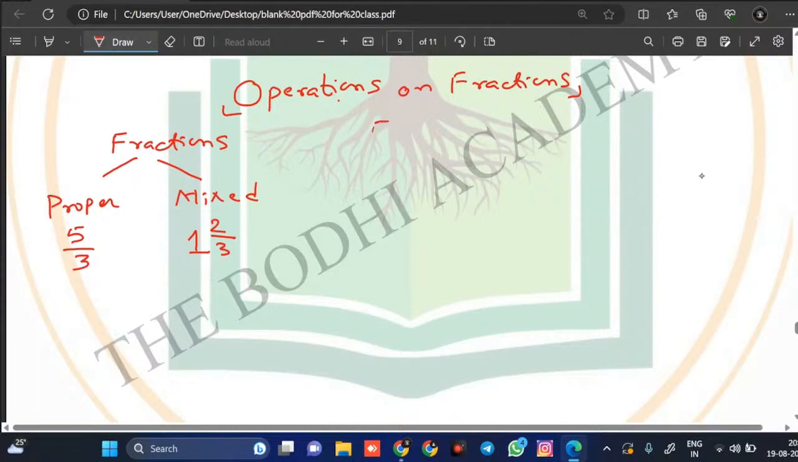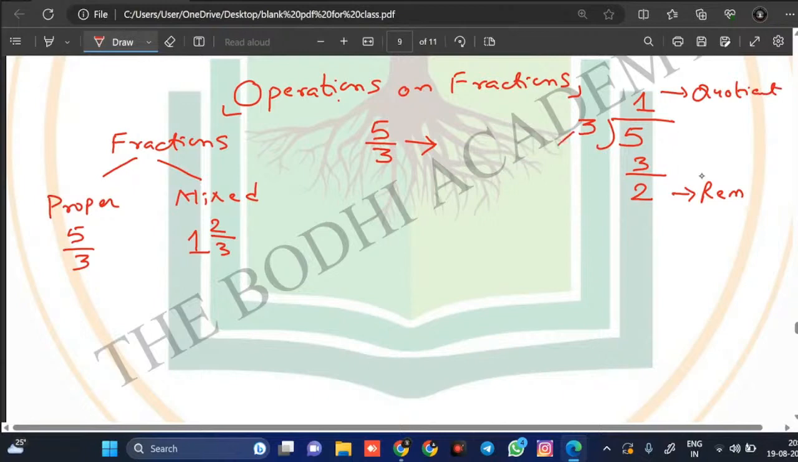So for the proper fraction 5 by 3, we have to convert it into a mixed fraction. What we do is divide 5 by 3. When we divide 5 by 3, 3 ones are 3 and the remainder becomes 2. So this is called the remainder, this is called the quotient, this is your divisor, and this is your dividend.